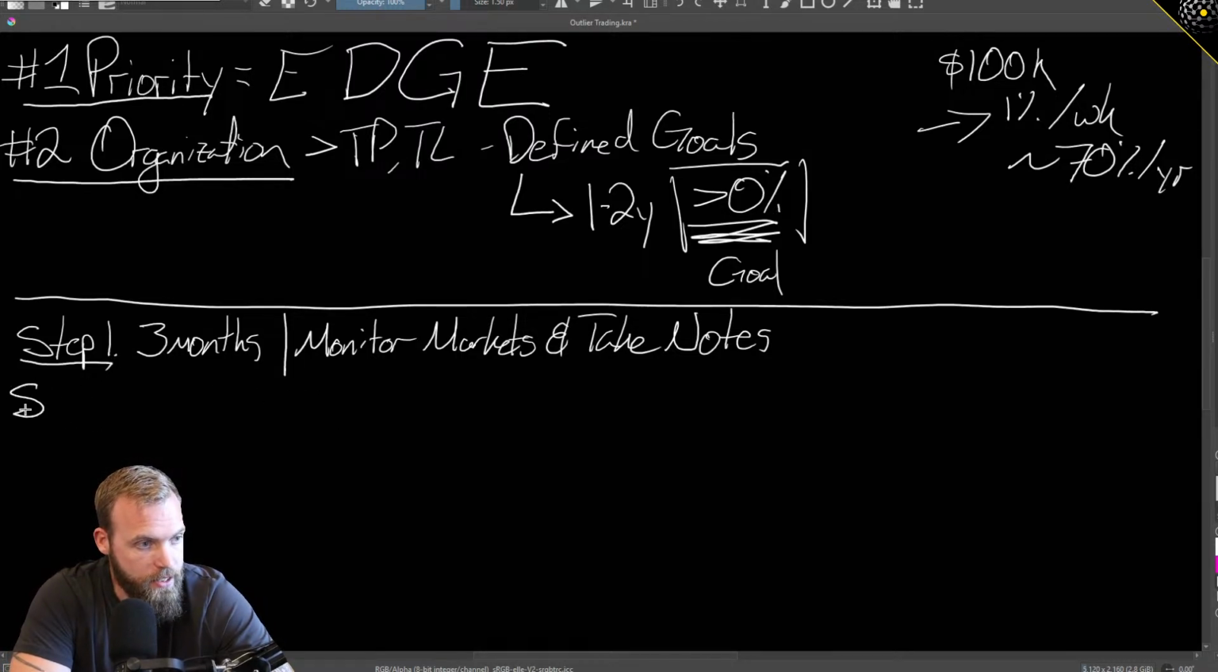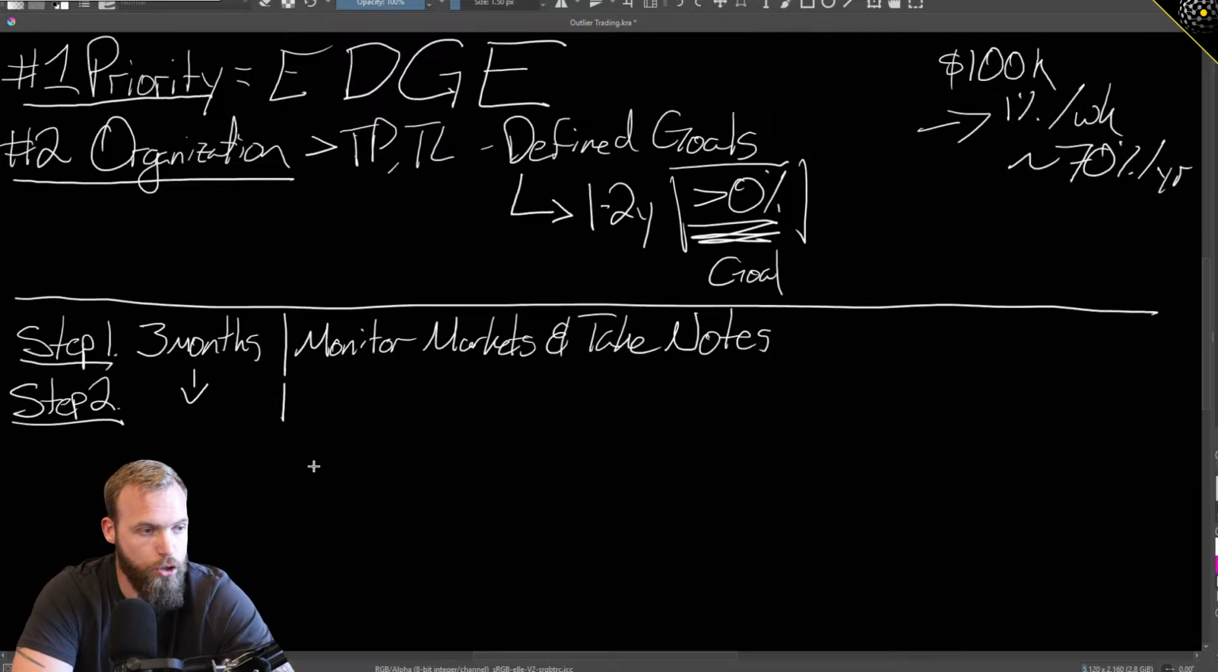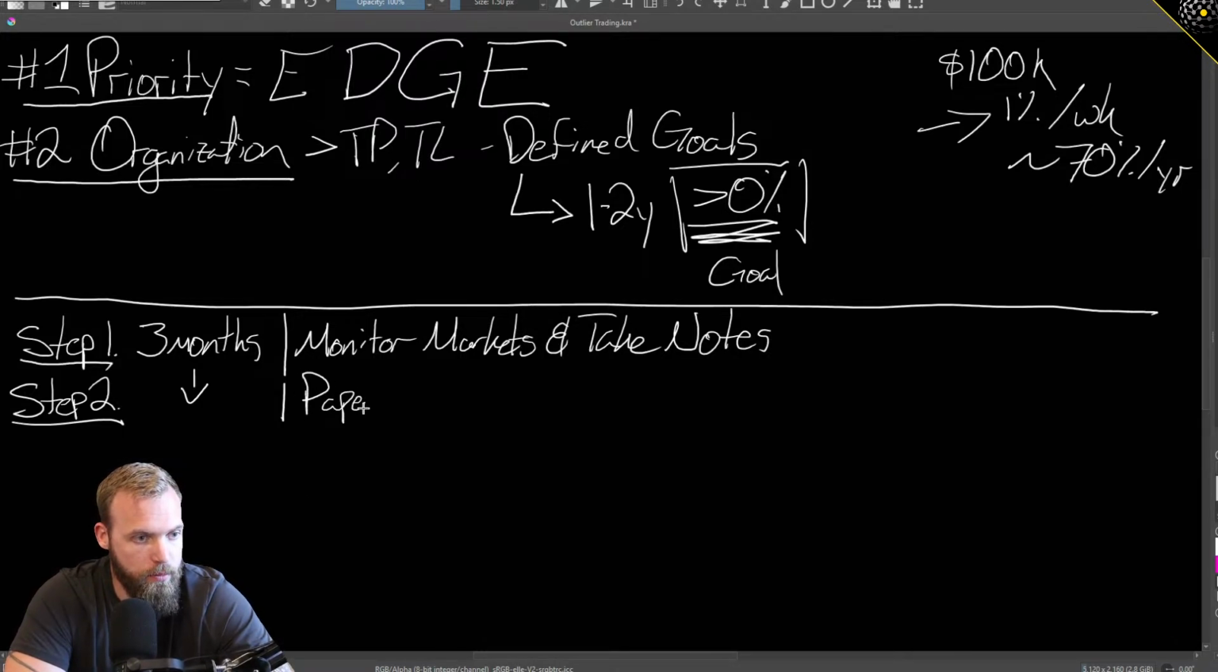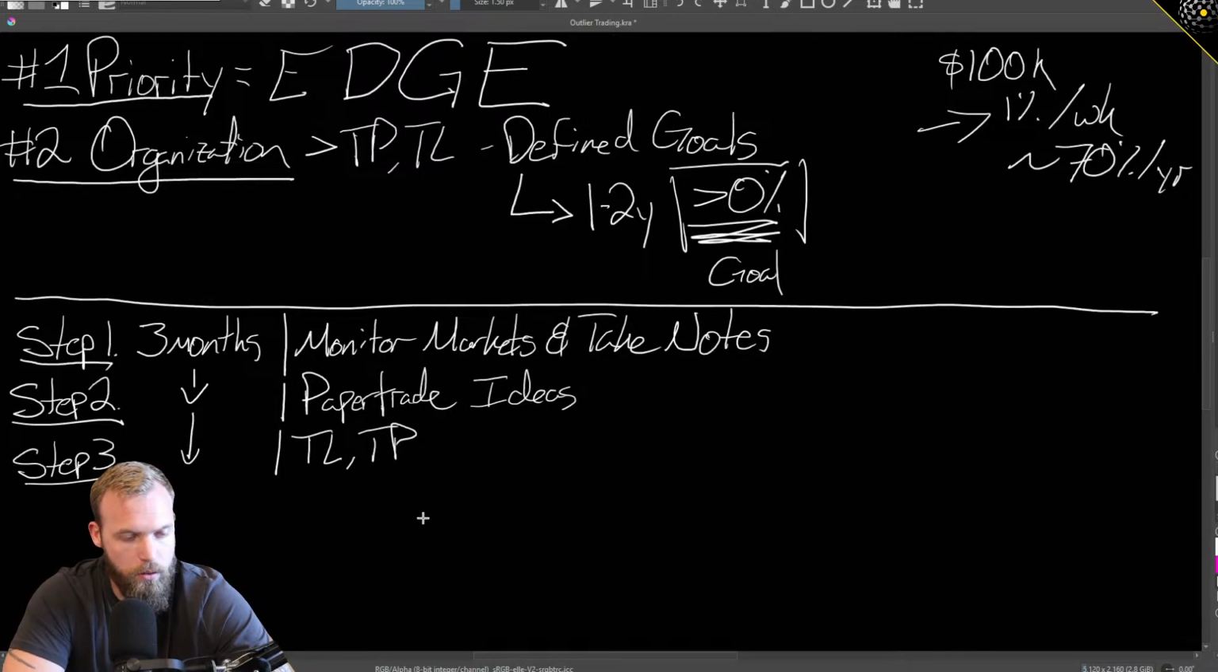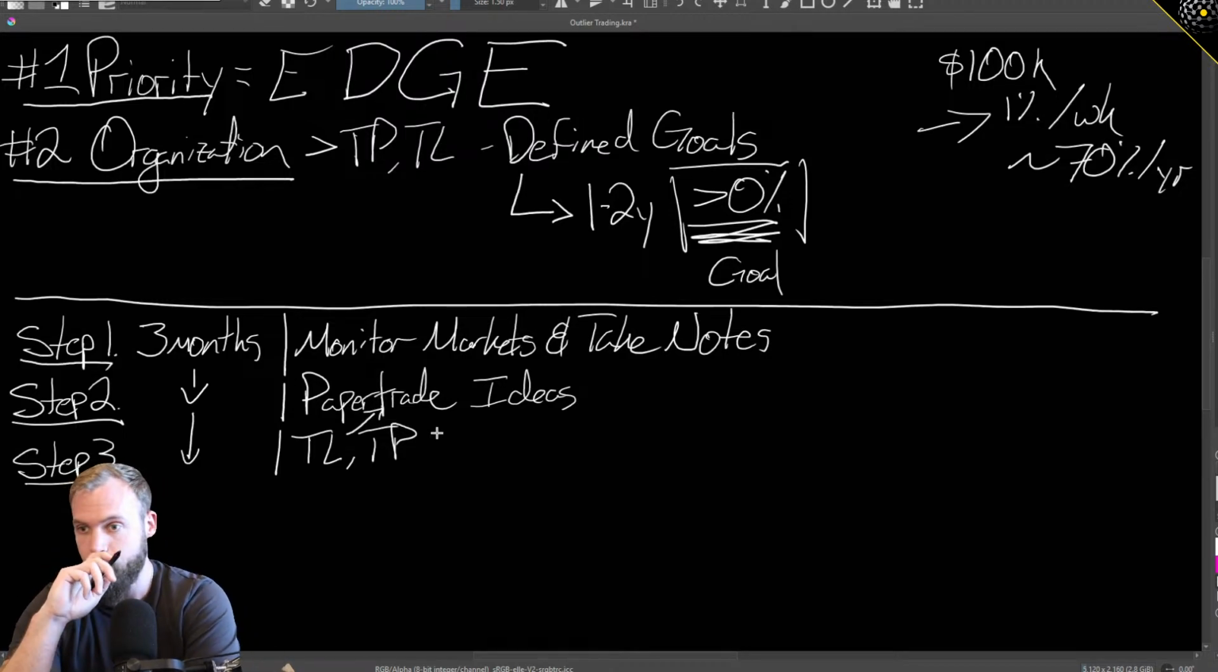The next thing is step 2, which I believe occurs simultaneously in conjunction with step 1. And here, I think you paper trade ideas. Step 3, also during this very same 3 months, we build a trade log and trade plan. That's really the only way you paper trade ideas, is to have a supporting trade log.